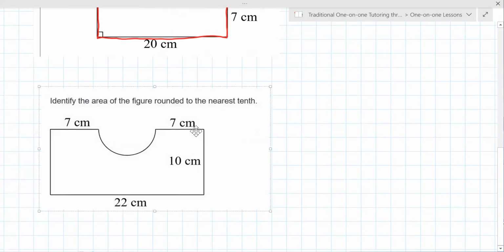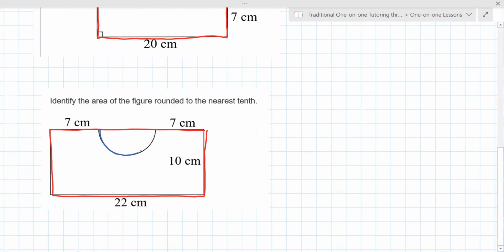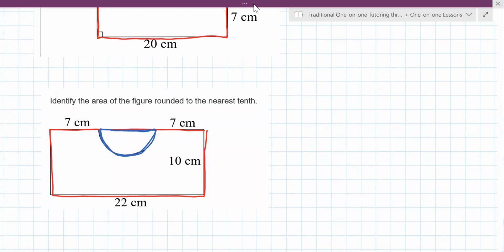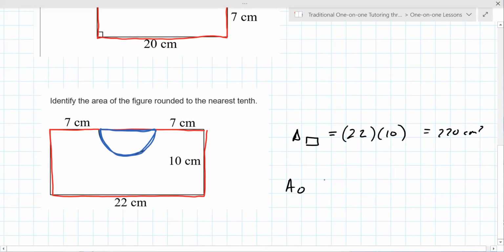Now, when you look at this, do you see that it's a rectangle? Subtracting from the rectangle is a semicircle or half circle. Do you see that? Yes. So what is the area of the rectangle? The area of a rectangle is length times width. What's its length? The length is 22. And the width or the height is 10. Perfect. That's 220 centimeters squared. The area of a circle is pi r squared, but since we want half a circle, we have to cut this number in half.